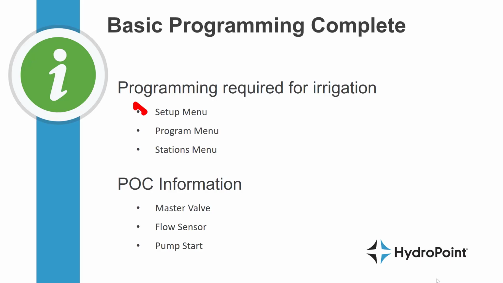And once you have the setup menu, the program menu, and the stations menu all programmed, you've completed all of the programming required for irrigation. Keep in mind there are other components on the irrigation system that might need programming before irrigation happens. So if you have a master valve, a flow sensor, or a pump start, those will all be programmed on the flow menu.